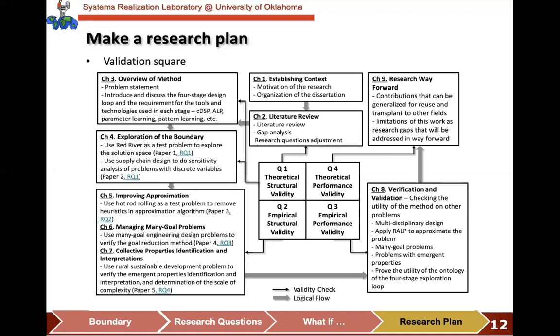And the third square is empirical performance validity. You need to identify more practical and complicated problems, more complicated than your test problems, and verify the utility of your method. And the last square is the theoretical performance validity. That can be your future research. And this identifies what you have done can be the foundation of your future work, and it may have broader impact.